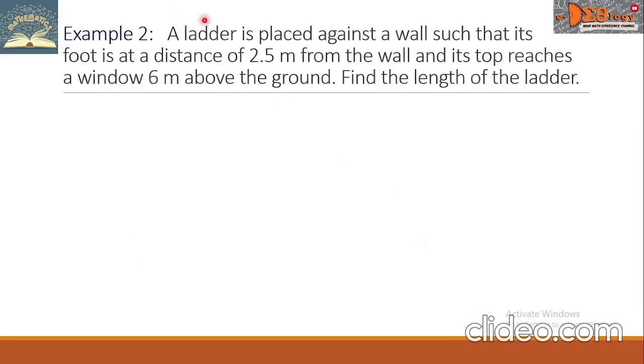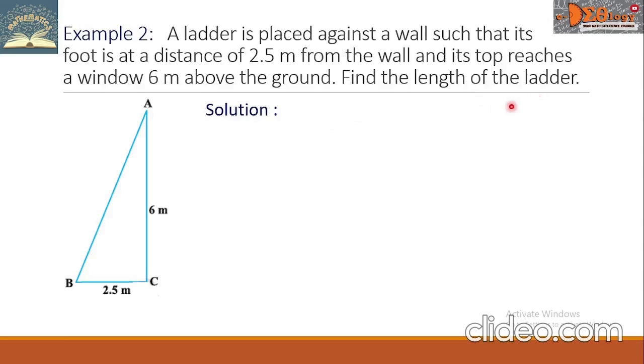Example 2. A ladder is placed against a wall such that its foot is at a distance of 2.5 meters from the wall and its top reaches a window 6 meters above the ground. Find the length of the ladder. Let us draw this figure and then we let the AB be the length of the ladder. CA is the wall and A is the window.